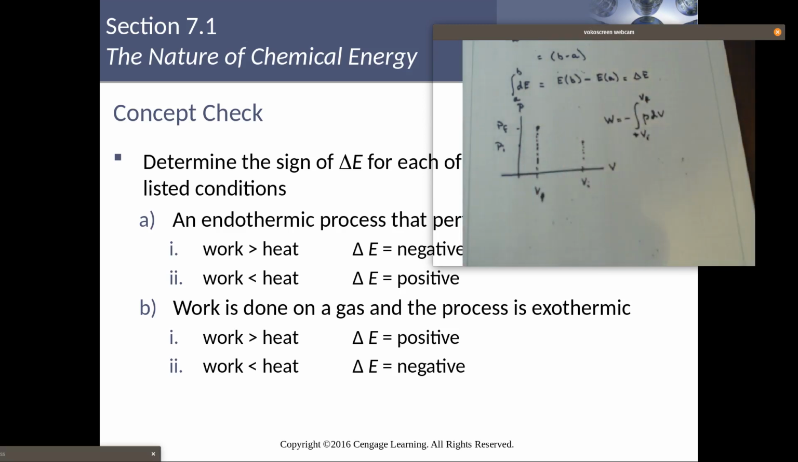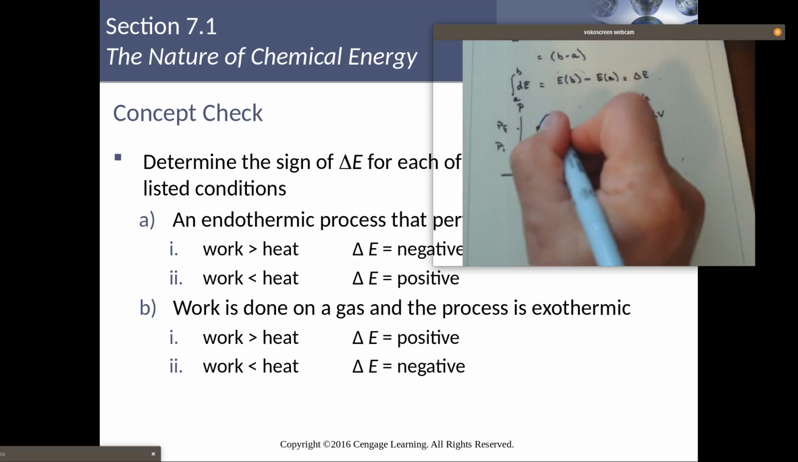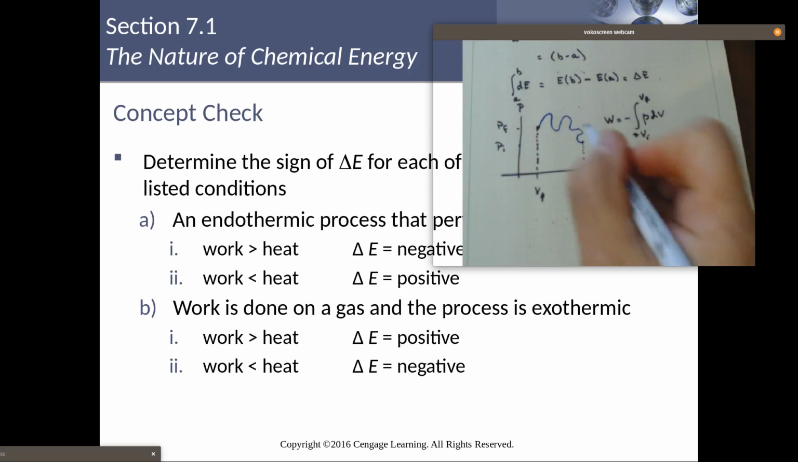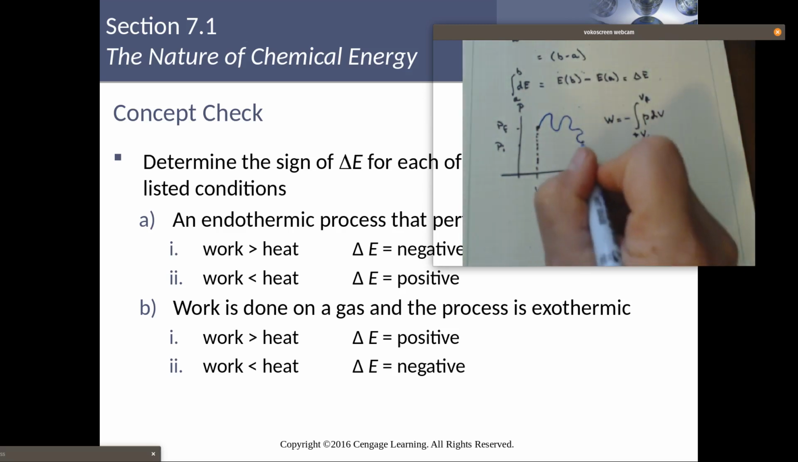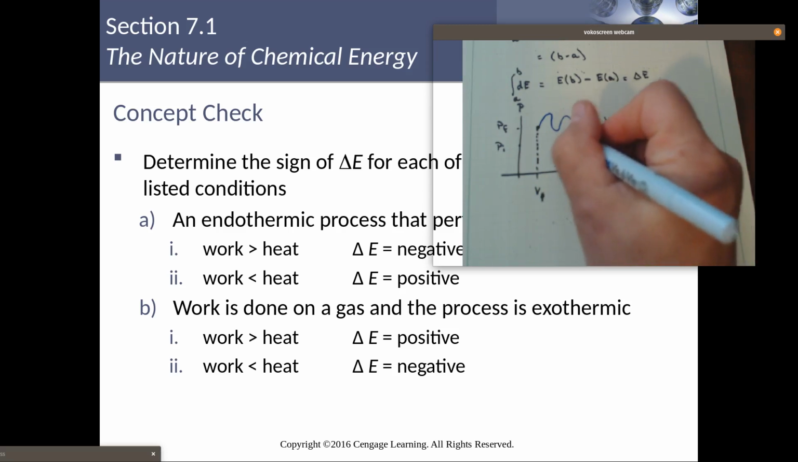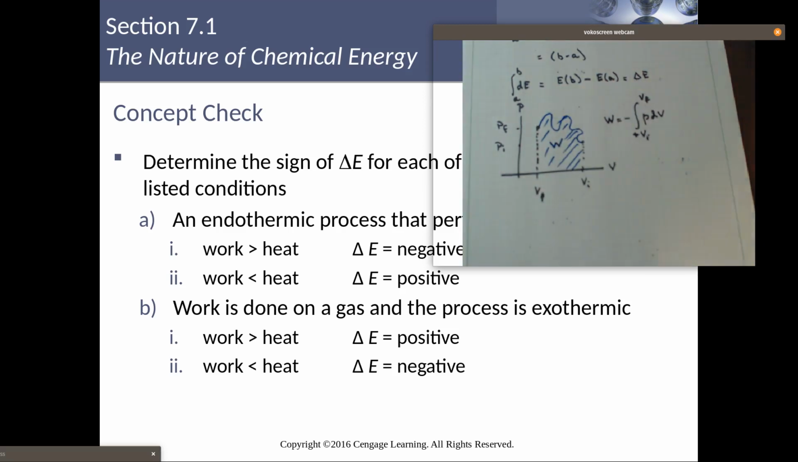So it depends upon how I've chosen to do this particular pathway. I don't know what this P function is. It could be a straight line. It could be something that goes like this. So I could have a pressure curve. Maybe it goes like this. I do something crazy like that, and the area under this curve is all of this, right? This would be the work. The area underneath this curve is the work.